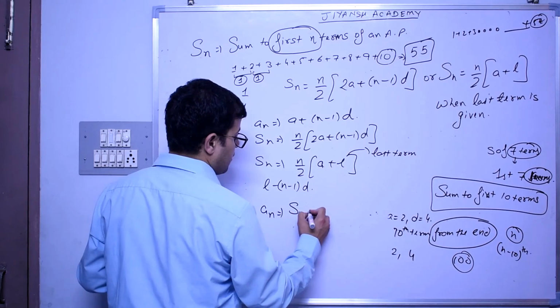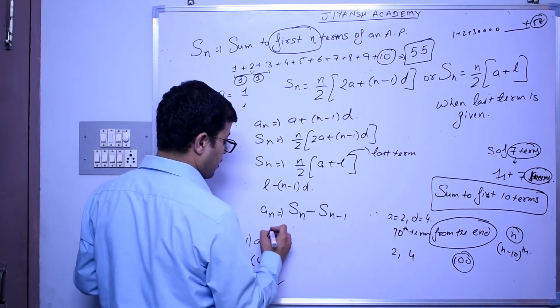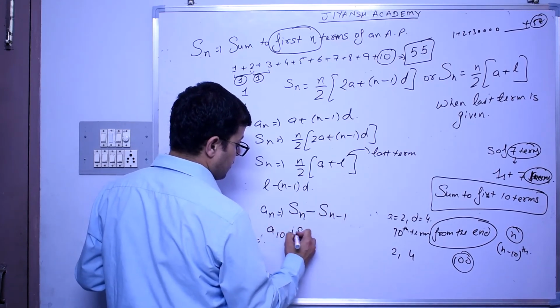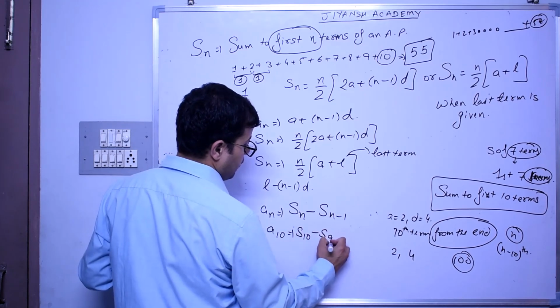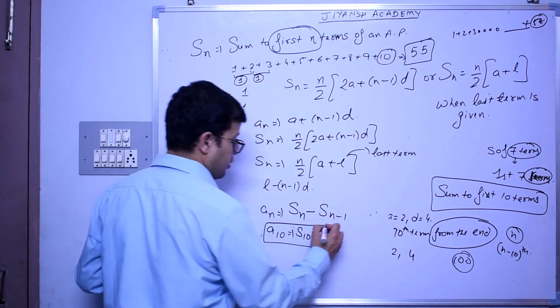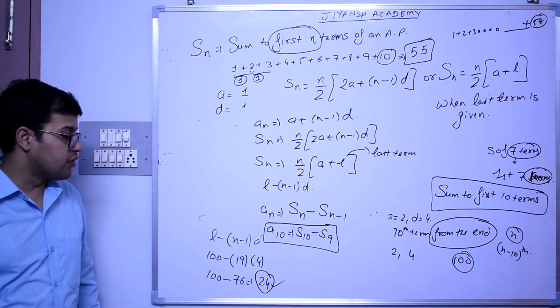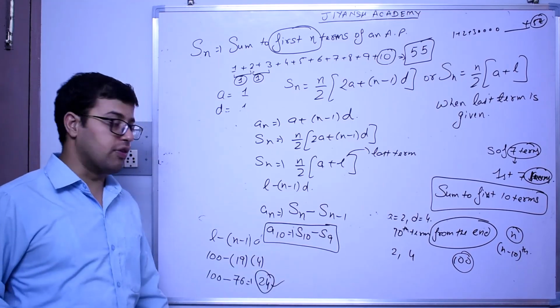Then again we have one more special formula. An is equal to Sn minus S of n minus 1. It means if you are finding the 10th term, this is the sum of first 10 terms minus the sum of 9 terms. This will give you the 10th term of the sequence, right?